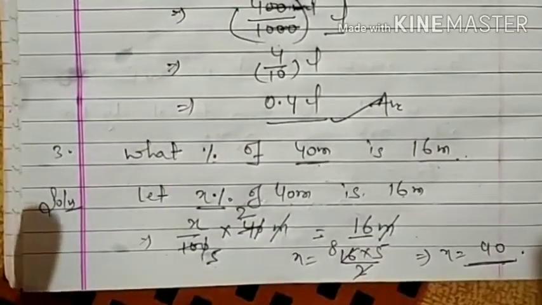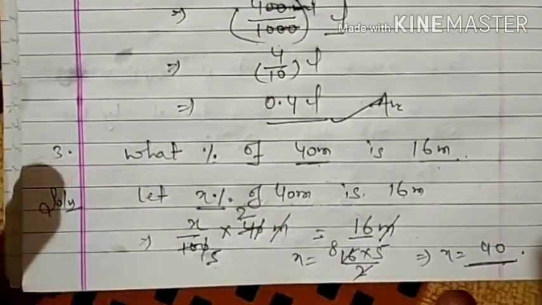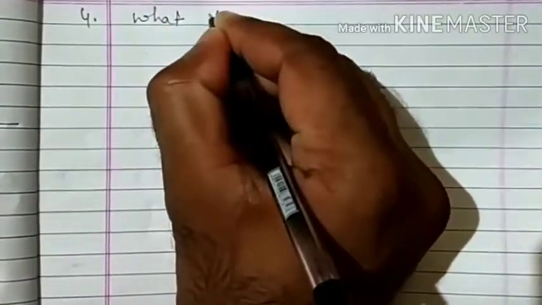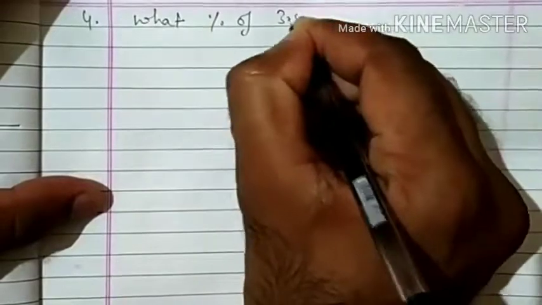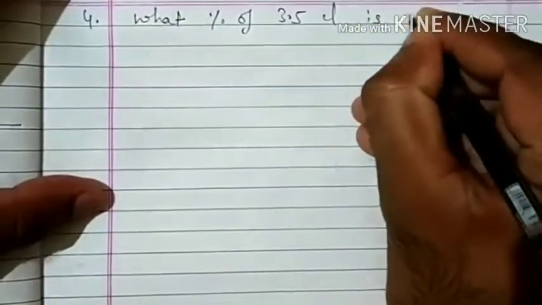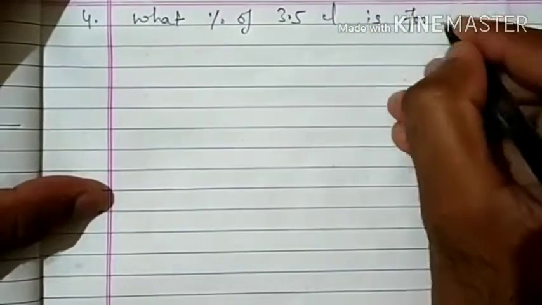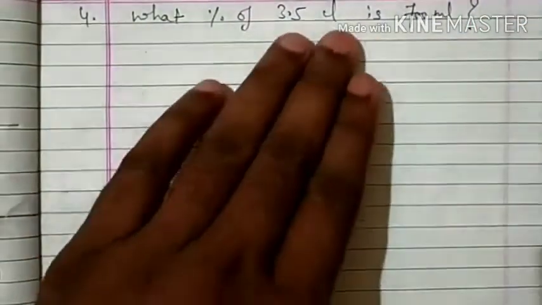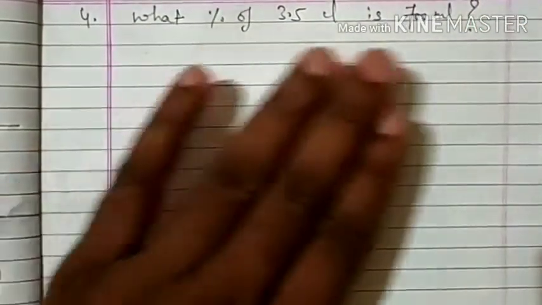I hope it is clear to everyone. Let's take one more example of this type. Example 4. What percent of 3.5 liter is 700 ml? This is the question. 3.5 liter का क्या परसेंट है 700 ml?